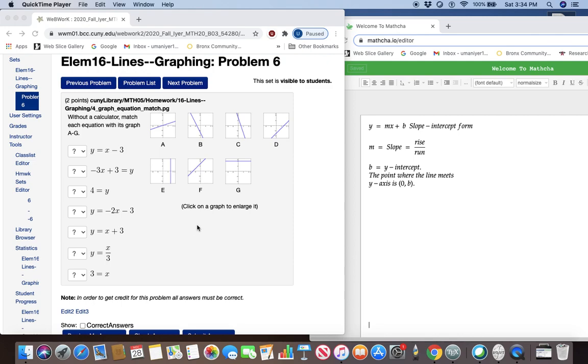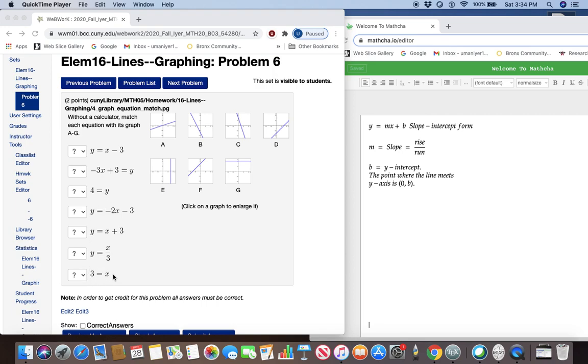Back. So now we want, without a calculator, to match each. All right, so first of all, let's look at these. They are all written in the form of y equals mx plus b. That is, they have been written in the slope-intercept form. Notice y is isolated in each one of these equations.